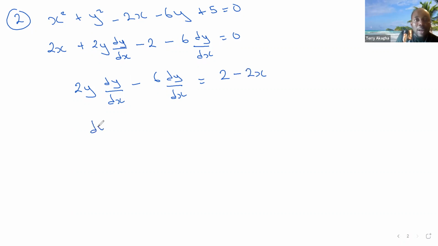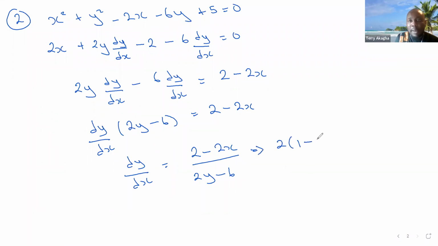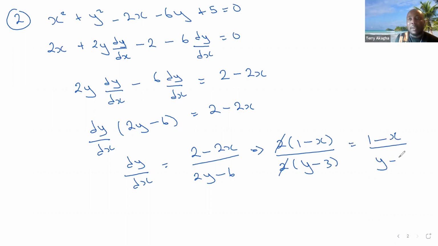You collect like terms, so you have dy over dx times 2y minus 6 is equal to 2 minus 2x. So we now have dy over dx is equal to 2 minus 2x divided by 2y minus 6. I can simplify this further. 2 is common, and I have 1 minus x divided by y minus 3. The 2s cancel out, and I will have 1 minus x divided by y minus 3.